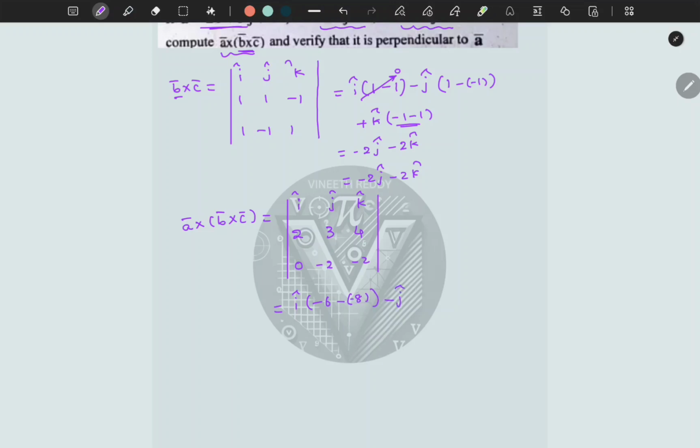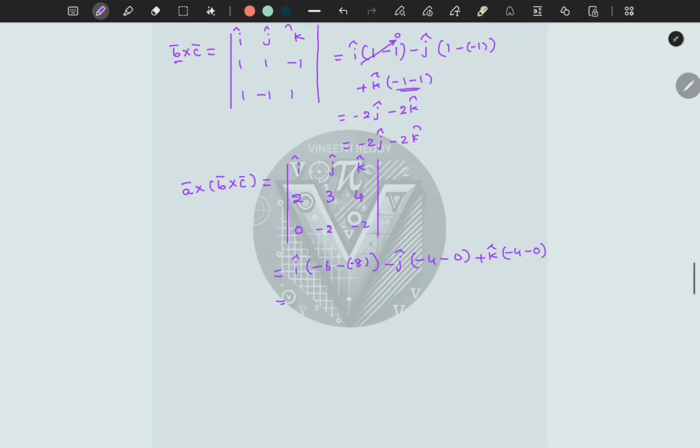Minus j cap into 2 into minus 2 is minus 4, and minus 0 into 4 is 0. Plus k cap into 2 into minus 2 is minus 4, minus 3 into 0 is 0. So ultimately we get, now this should be minus 6 plus 8, which is 2i cap. Minus 4 into minus 1 is plus 4, so plus 4j cap, minus 4k cap, right?